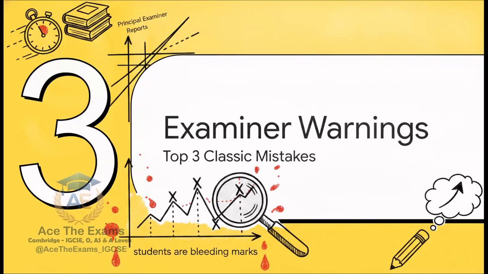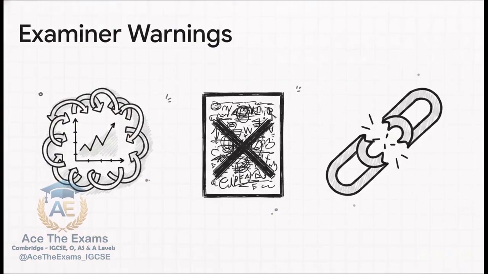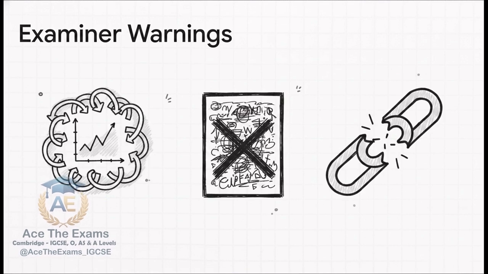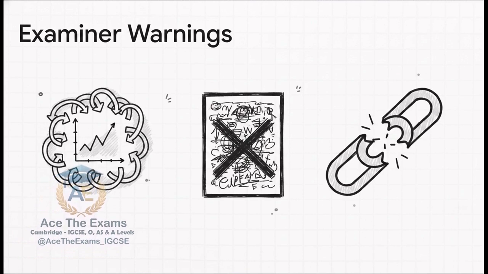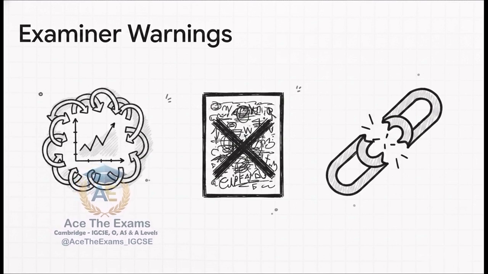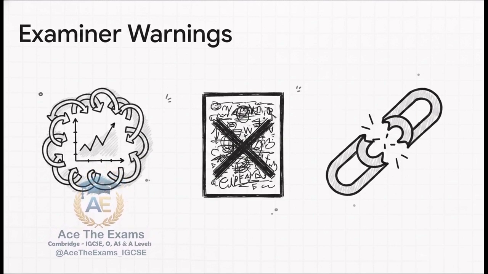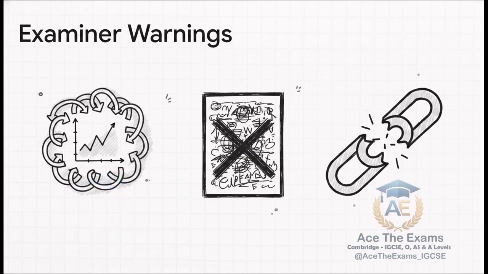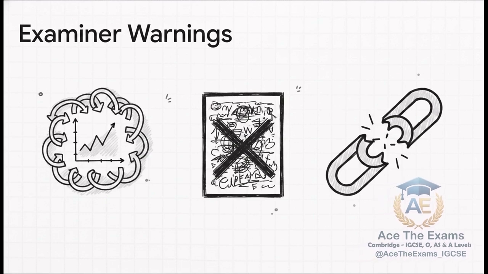Moving on to Section 3, the top 3 examiner warnings. Let's look directly at the principal examiner reports. These are an absolute goldmine, showing exactly where thousands of students bleed marks year after year. Number 1, students constantly confuse cause and effect in graphical methods, mixing up what the gradient actually represents versus the area under the curve. Number 2, they neglect proper headings, format checks, and clear annotation on their workings. And number 3, they give generic answers that might sound smart, but totally fail to link the scientific reasoning back to the actual scenario in the question.